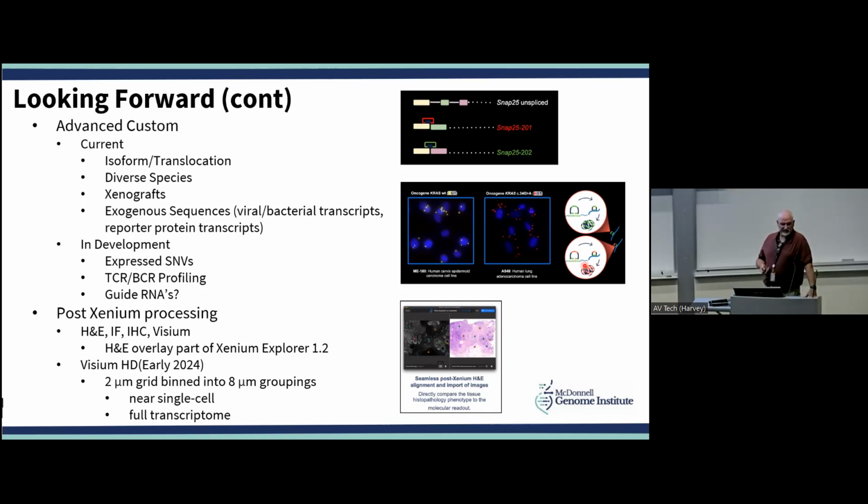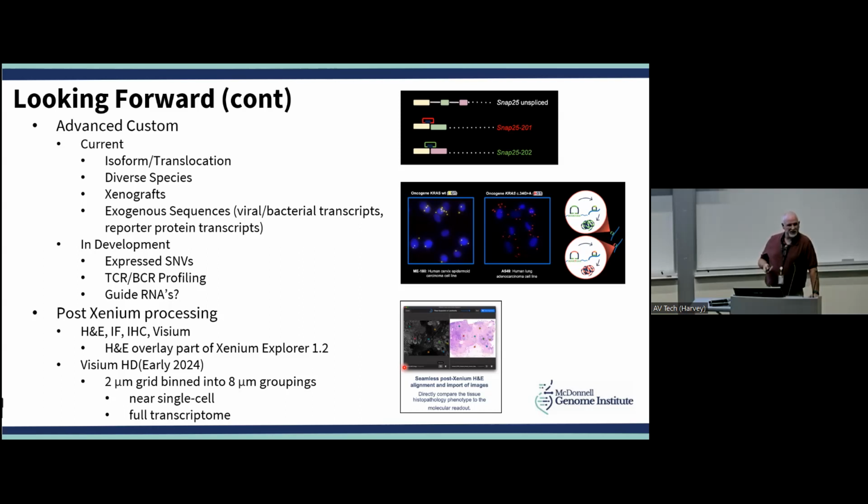Post-Xenium processing, so H&E, IF, IHC, and then Visium. So these are all things that you can do after running the Xenium. So the tissue is intact after running the platform. They already have software, and Rich will talk a bit more about this, doing the H&E afterwards. But they have software to overlay the H&E image, and you can see some of the overlay images on this.